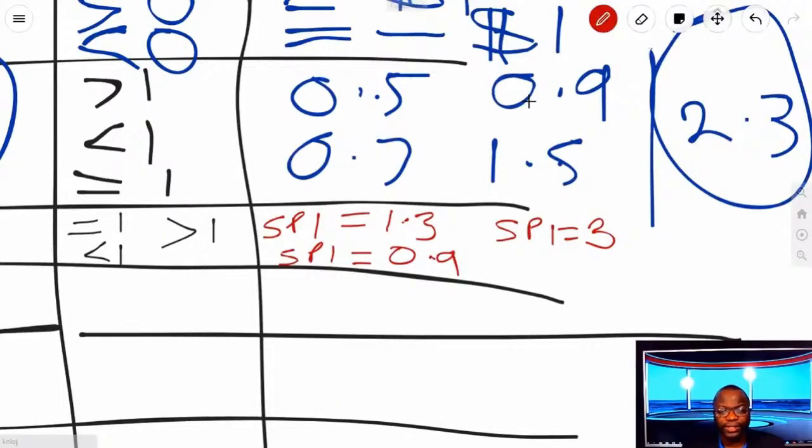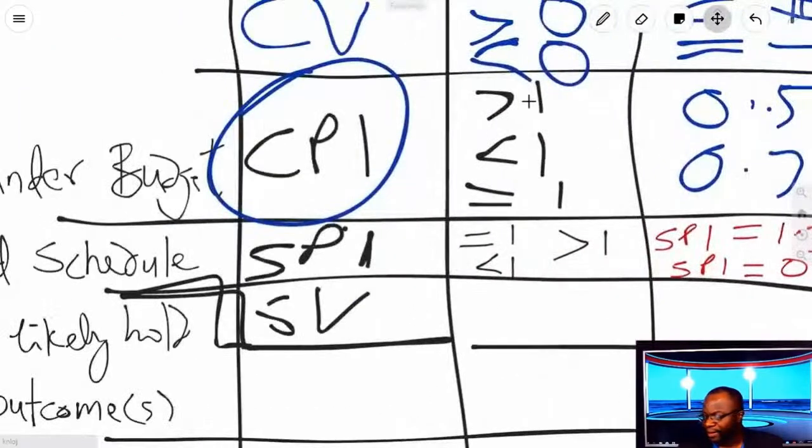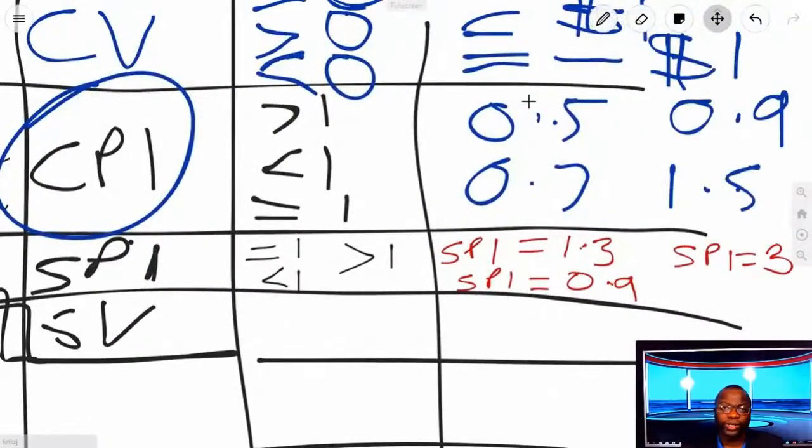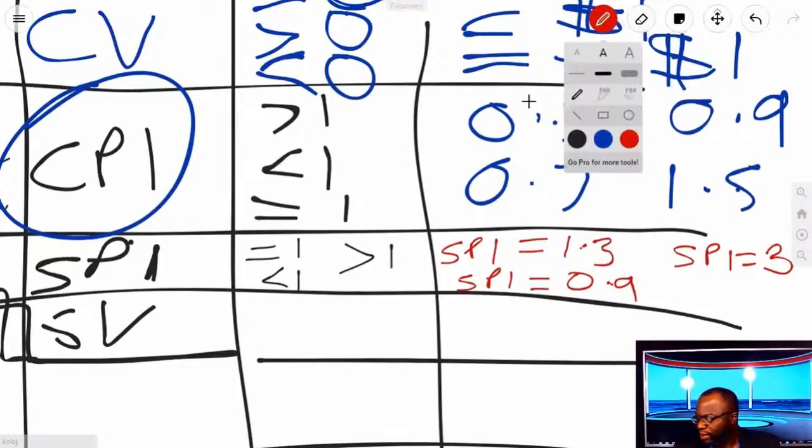So note this, CPI is for cost, SPI is for schedule. SPI cannot tell you how efficient you are in terms of the cost. You need the CPI to tell you that, all right? So SPI is strictly for schedule. The same thing when we take a look at schedule variance.